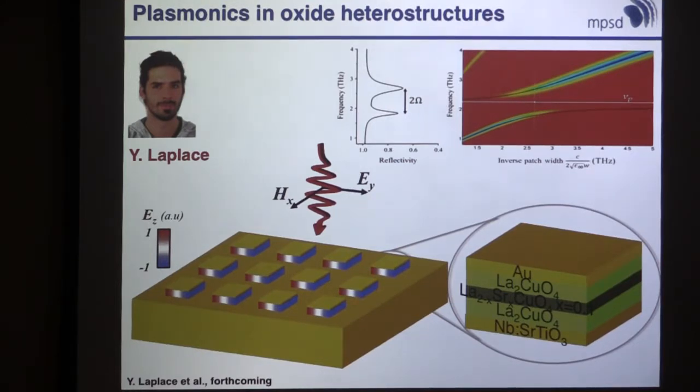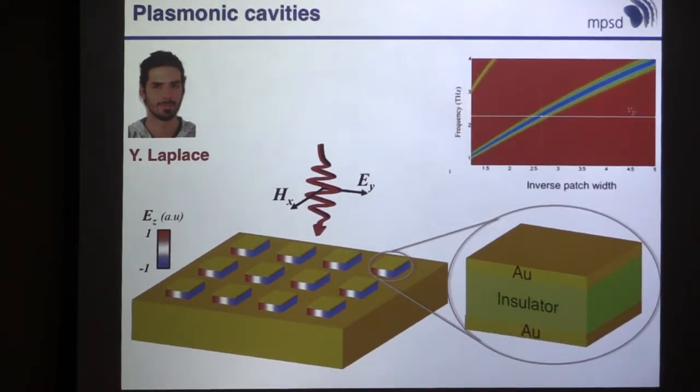The important thing that I want to tell you here is that if you look at the bare cavity, these are the optical properties of the bare cavity. In this case, I have nothing, just a piece of glass. This is the inverse patch width, the inverse length of the cavity. What I will find is a bare mode that disperses like so inside the cavity.